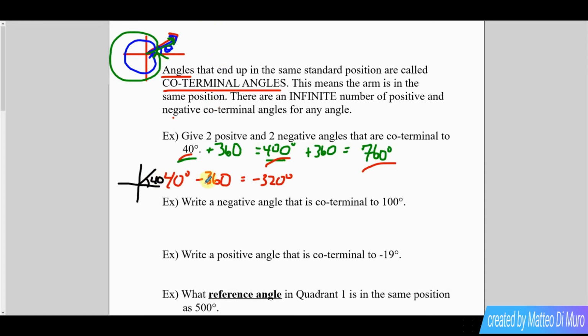Now, when we're talking about negative angles, we are actually walking this way on the unit circle. So if I go a full 360 degrees, I've now traveled what we would say negative 320 degrees, and that would describe the same position on the circle. So again, we can subtract 360 from this, and we'll get negative 680. So that would be coterminal with 40 degrees.